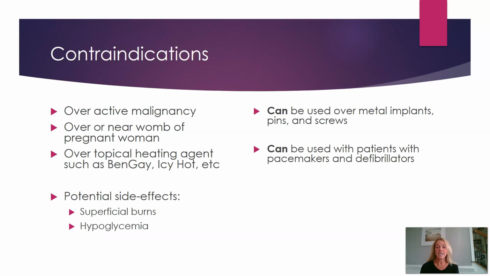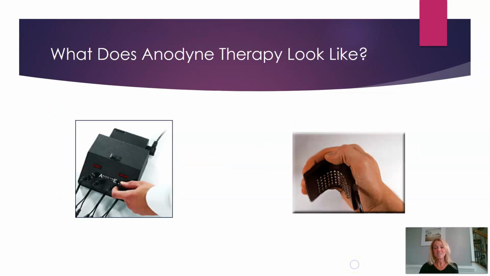So again, here are the contraindications: active malignancy or cancer, over or near the womb of a pregnant woman, which is why I think that should probably be on the laser list as well, and over topical heating agents such as Bengay, Icy Hot. Again, it affects the absorption of the light energy. Some potential side effects could be some superficial burns or even hypoglycemia, again, because of the changes in circulation. Anodyne and laser can be used over metal implants, pins, and screws, and can also be safely used with patients with pacemakers and defibrillators. So again, there's not a lot of contraindications to these.